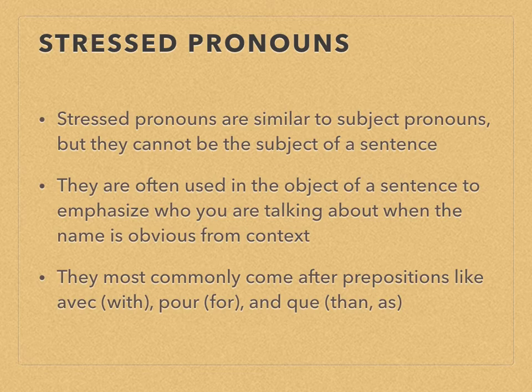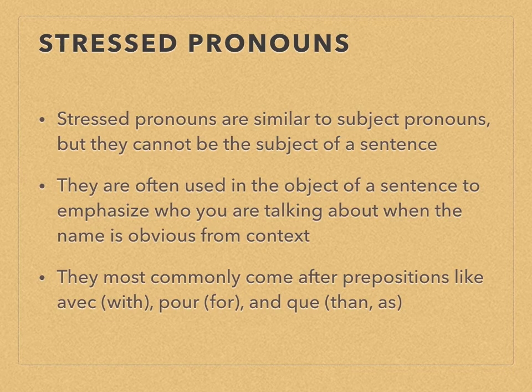Stressed pronouns are used in the object of a sentence, typically to emphasize who you are talking about when the name has either already been previously stated or when it's obvious who you're talking about from context. They can actually also be used individually as single word answers to simple questions. However, they most commonly come after prepositions such as avec, pour, and que.